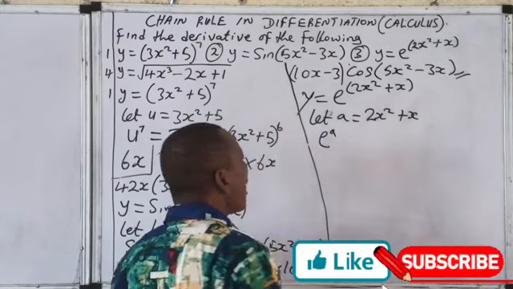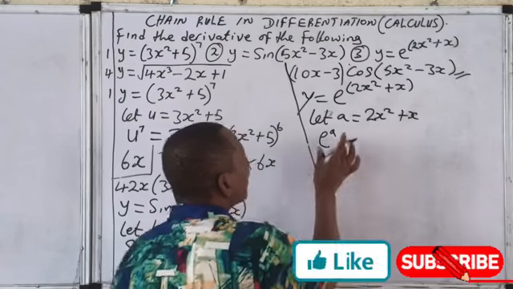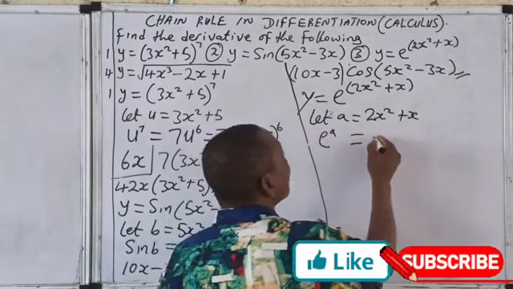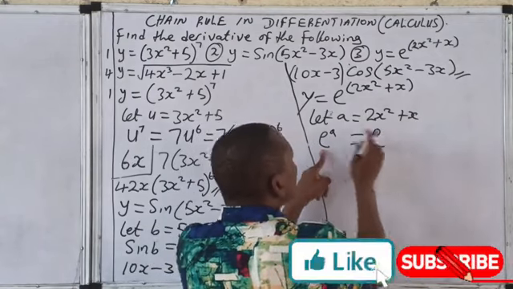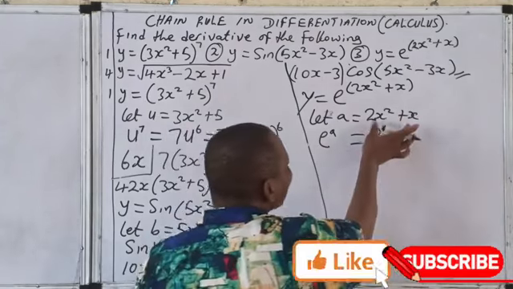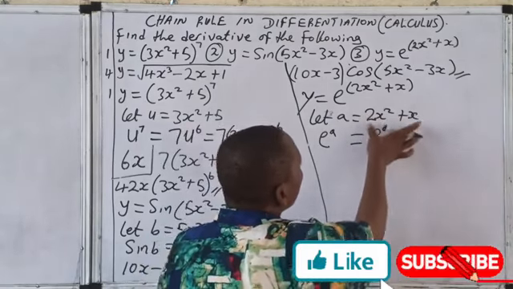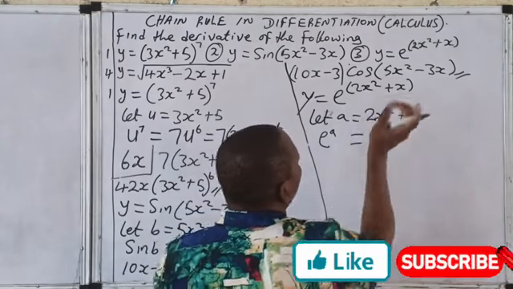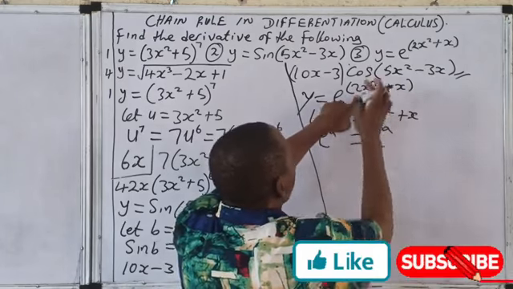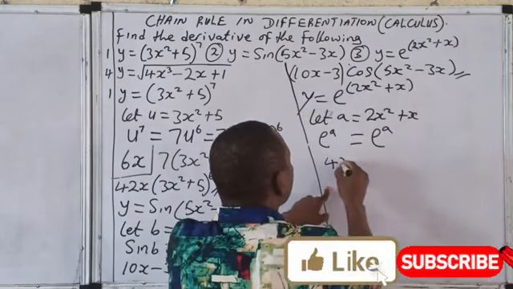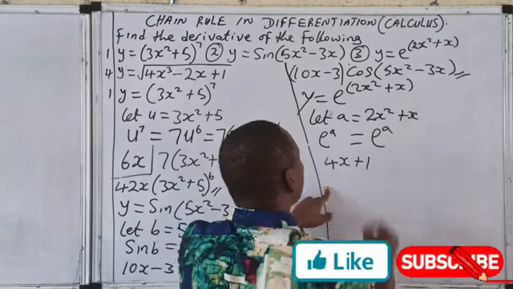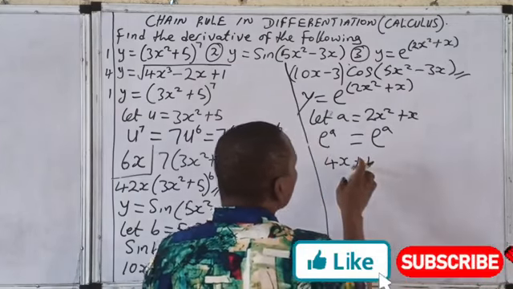Remember, whenever you differentiate exponential, if you find the dy/dx of any exponential, it's still the same thing. So if you differentiate it, you also have exponential raised to power a. So let's now differentiate this bracket. If you differentiate 2x squared, it will give you 4x. If you differentiate x, you have 1. So let's now use this to multiply this.